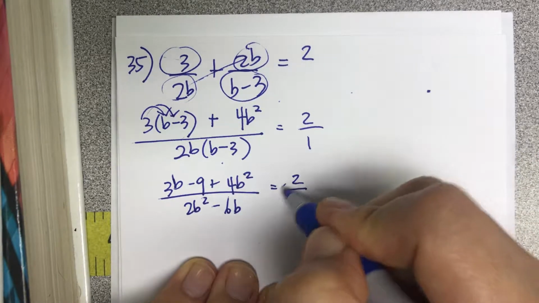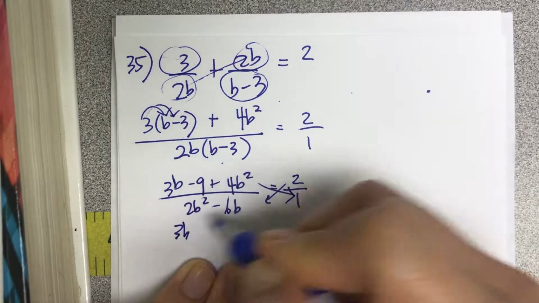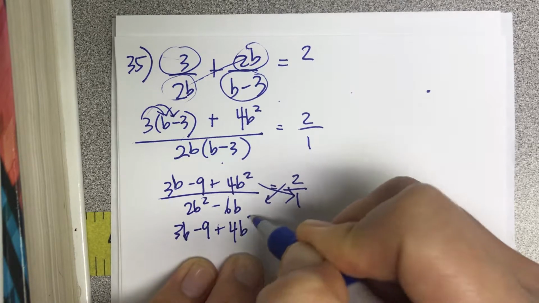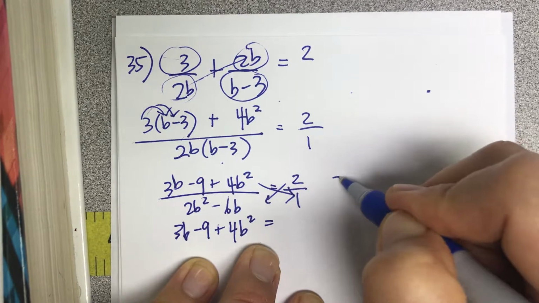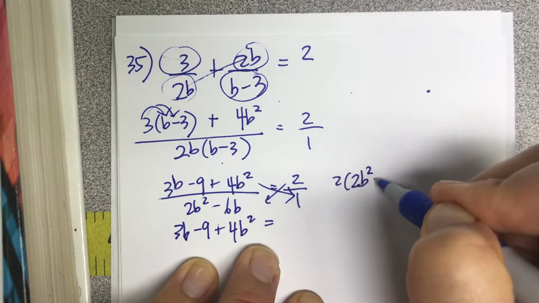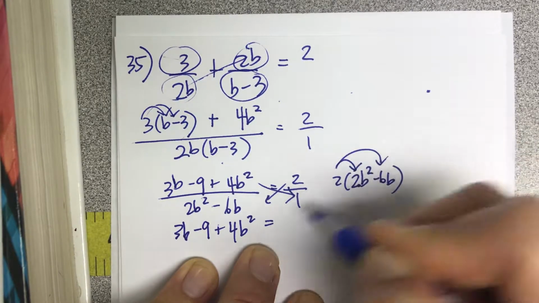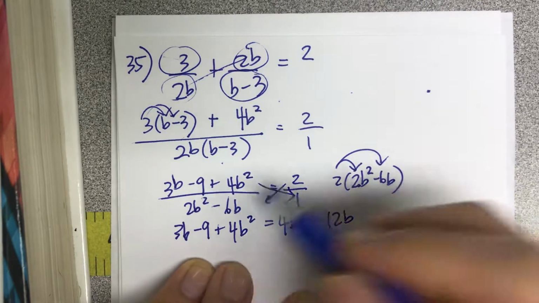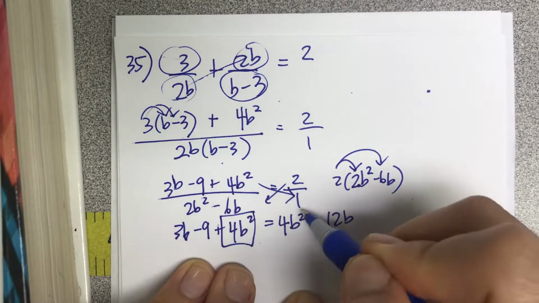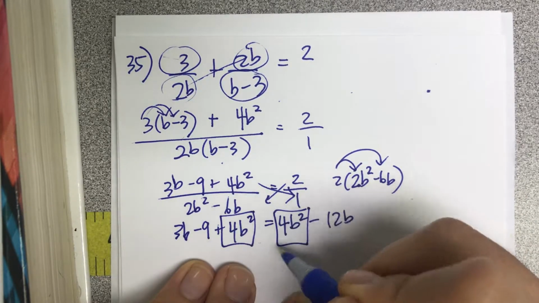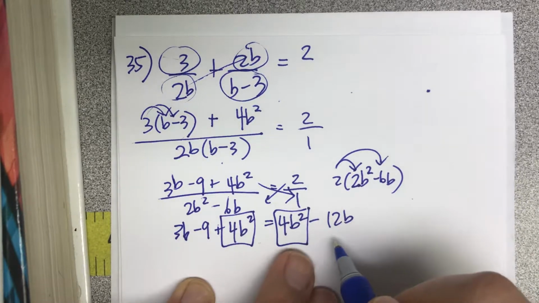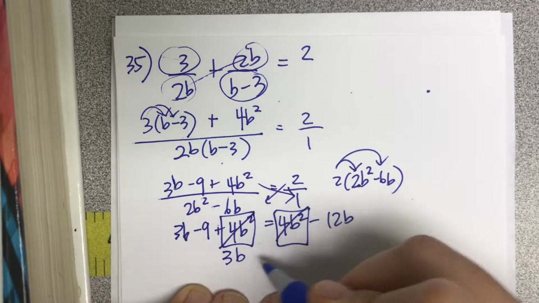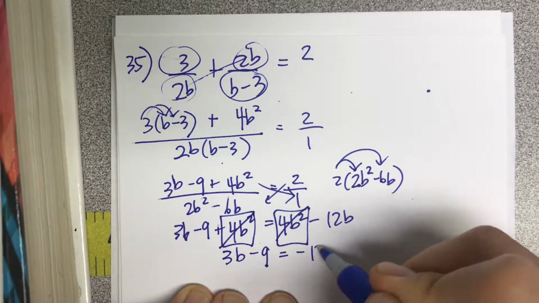Now what we could do is cross multiply, okay? So this is going to be regular because it's just multiplied by 1. Regular 3b minus 9 plus 4b squared. And then on this side, we're going to go 2 times 2b squared minus 6b. Distribute, distribute. So it's going to be 4b squared minus 12b. Because we have this on this side of the equation and this on this side of the equation, and they're both the same, when you have something on this side and something on the other side of the equation that are the same, you cross it out. So we're actually left with 3b minus 9 equals negative 12b.